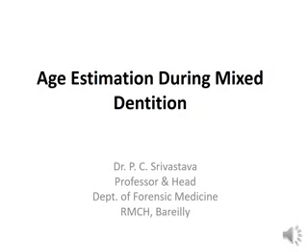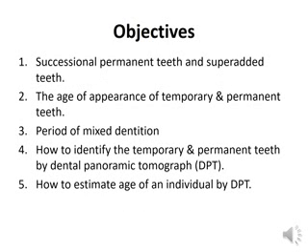I shall be taking a session on age estimation during mixed dentition. The objectives of the session are, at the end of the session, the students should be able to know: number one, the successional permanent teeth and superadded teeth. Number two, the age of appearance of temporary and permanent teeth. Number three, period of mixed dentition.